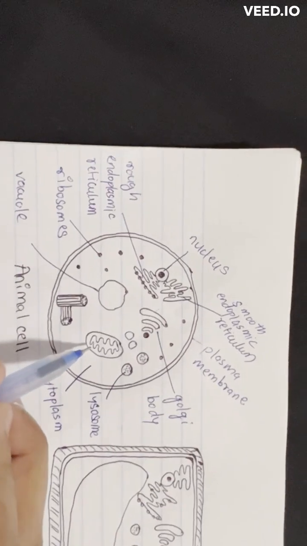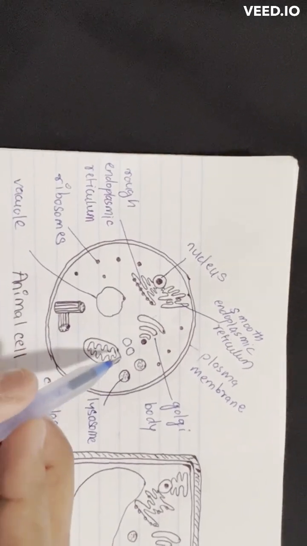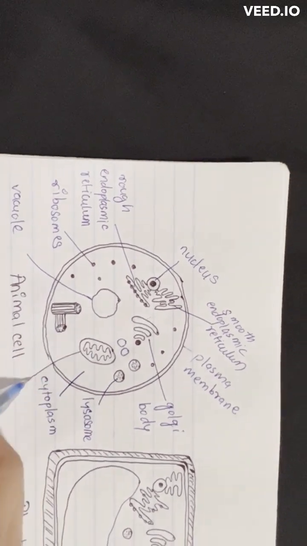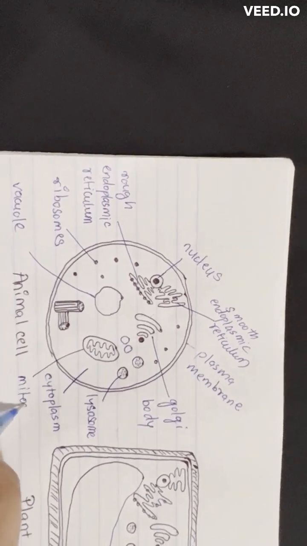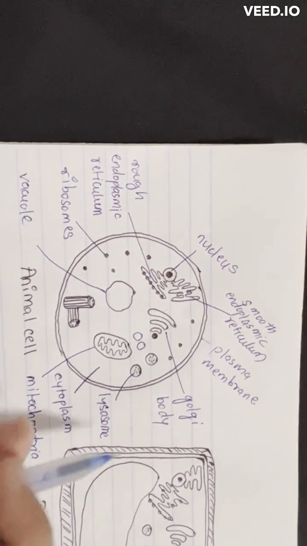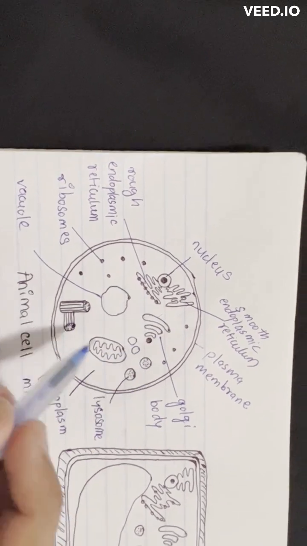Now, this structure you can see here has one membrane on the outside and some infoldings on the inside. Well, this is the mitochondria. It's basically the powerhouse of the cell and provides energy for all the necessary functions.